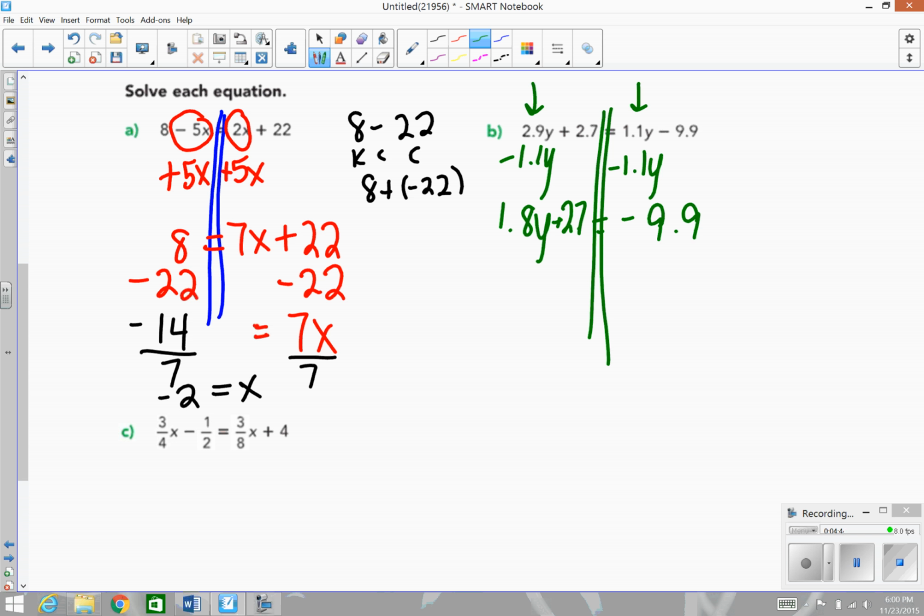That can be tricky. Now we want to undo any addition and subtraction first. So the opposite of adding 27 is to subtract 27. Remember that's 27.0, so when we're adding these, or putting this in our calculator, we want to line up the decimals, or input it correctly. So we end up getting 1.8y equals, a couple ways to look at this. Oops, that was a 2.7.